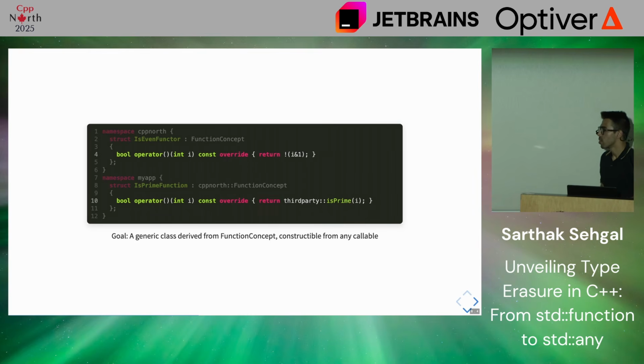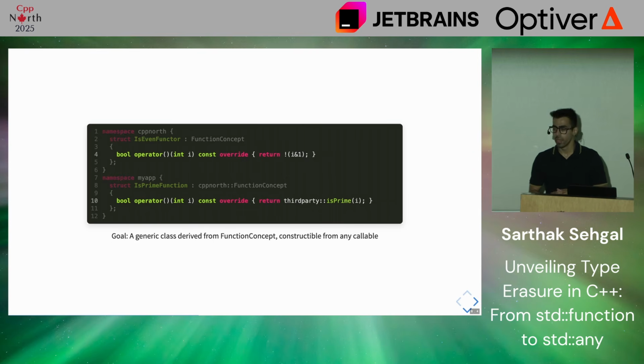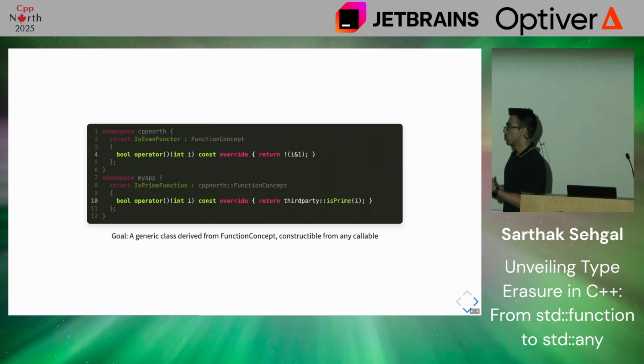So now the goal becomes to create a generic class derived from function concept, constructible from any callable. Instead of the application having to create this class, what if I provide a class that is constructible from any callable as long as it takes an integer, returns Boolean, and the client can now simply use this class's object.